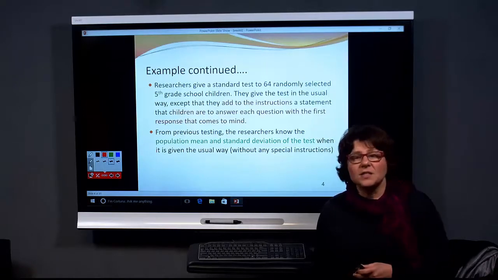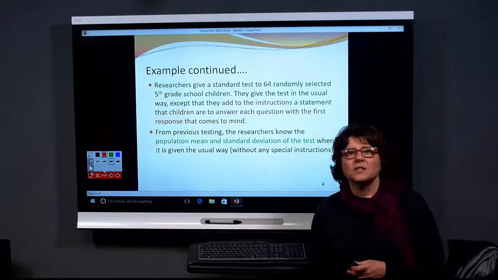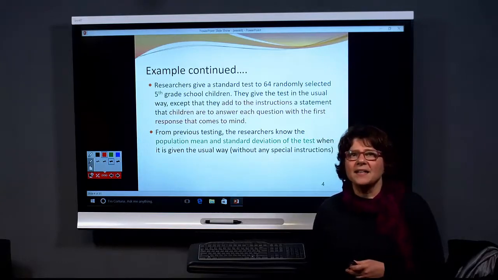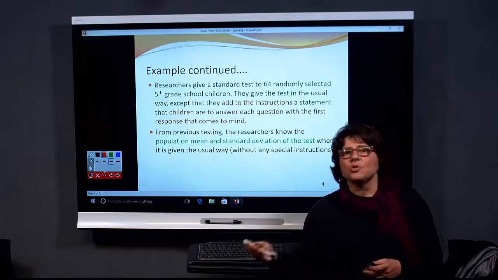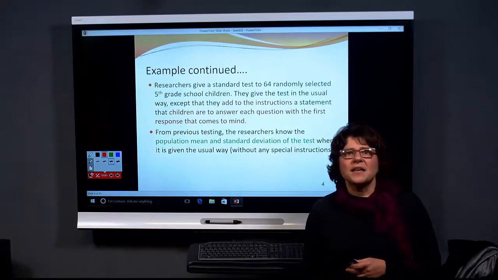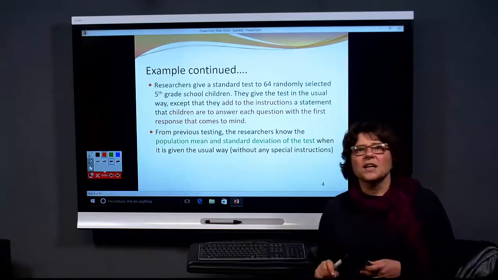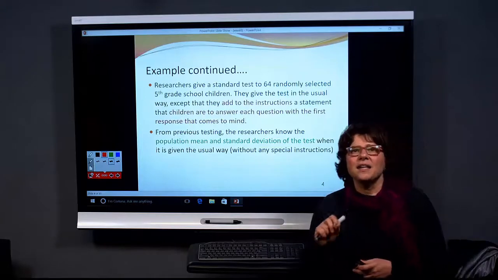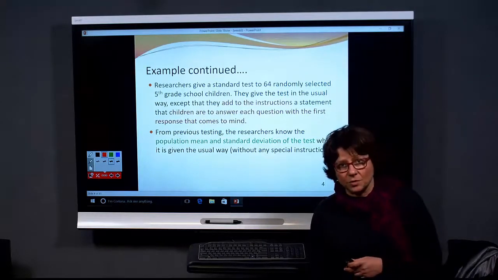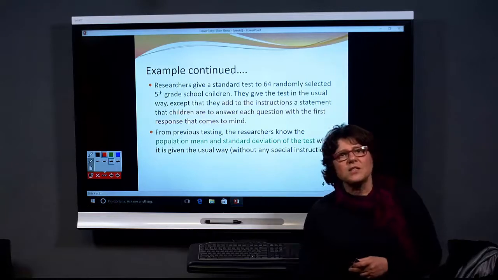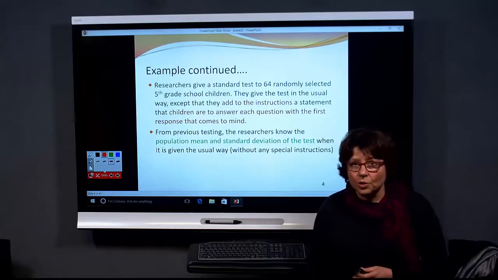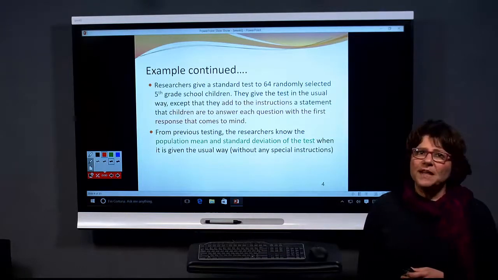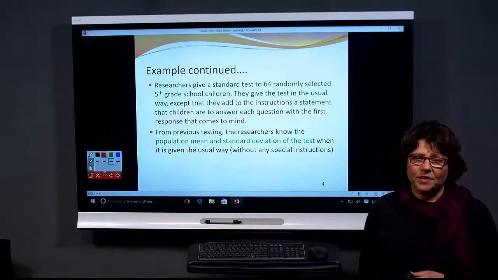Now, what the researchers do is take a sample of size 64 from 5th graders, school children, and give them the test in the usual way, except that they add the instruction, as a statement, that children are to answer each question with the first response that comes to their mind. From previous testing, the researchers know the population mean and standard deviation of the test when it is given the usual way. All right?